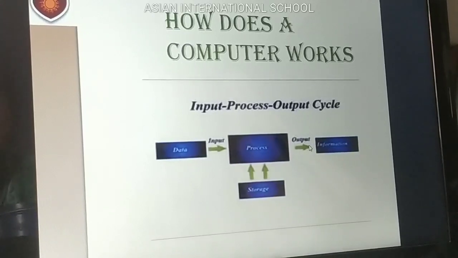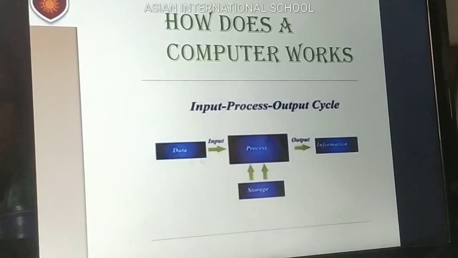The data is processed and it gives the output. It can store if we save the data. So it has mainly three parts: data input, processing and data output. In between it can store it, and there is a unit which controls everything: whether the data will go to the storage or to the output device, whether the input will be processed now or later. So a controlling device is also there.